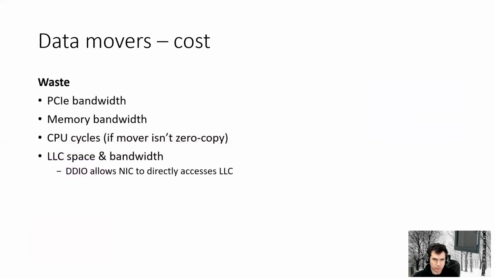So in summary, data movers waste PCIe and memory bandwidth when moving packet data through the system, and possibly waste CPU cycles when copying the packet's data inside the host. Additionally, if the system is equipped with direct cache access technologies such as Intel DDIO, then NIC DMA reads and writes are serviced by the last level cache. And this wastes last level cache space and bandwidth in the process.